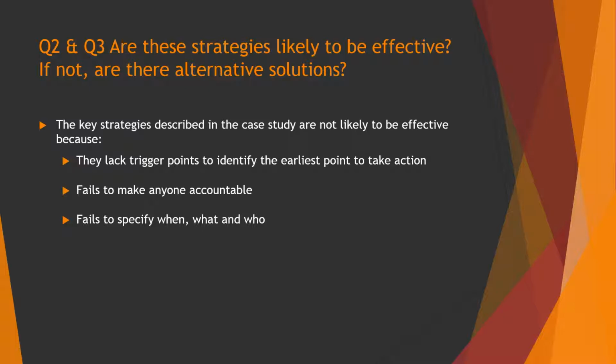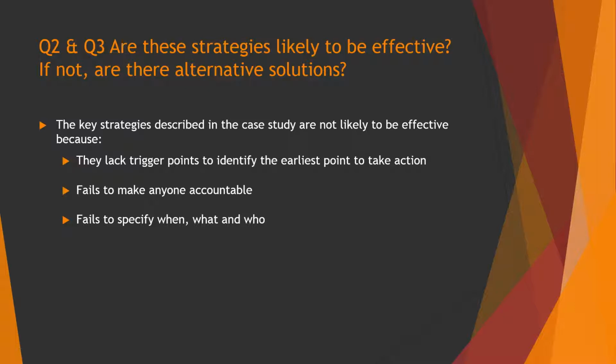Without that trigger, it's likely that you'll identify the issue too late and you'll fail to be able to make that remedial action. They also don't have anyone made accountable for any of the risks. So they've identified these risks, but they've not made anyone accountable for monitoring them. There's no measures you can use to actually test whether you're on target or not. So they need to make those strategies more measurable. And they also need to collect the data that's required so that they can monitor progress against those measures.